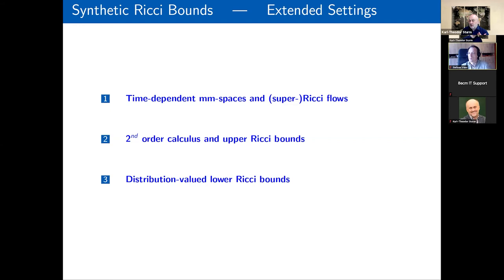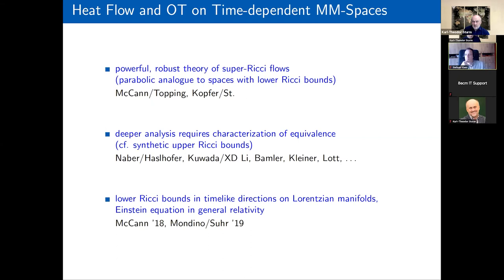So concerning time-dependent spaces, there are three directions which we could address. Namely, one is this concept of super Ricci flows, which could be regarded as parabolic counterparts to spaces with lower Ricci bounds. If we want to attain sharp results comparable to the calculus on static spaces, this requires a precise upper and lower bound on the curvature. So this then will be close to recent work of Naber, Haslhofer, Kunikawa, Lee, or of course also to the important recent works by Bamler, Kleiner, Lott on Ricci flow on singular spaces.